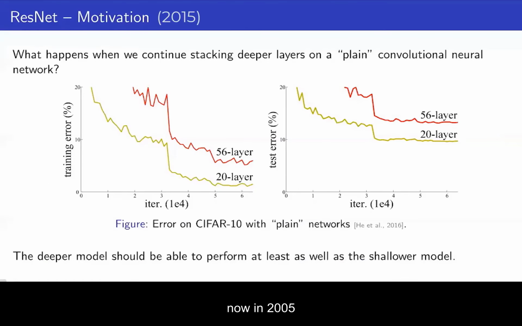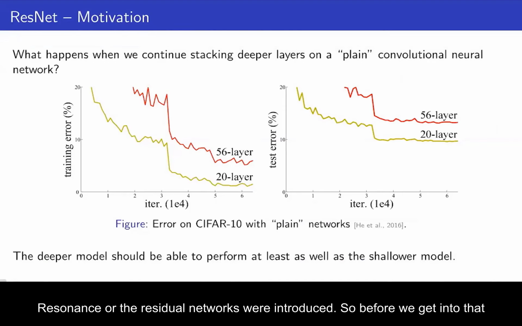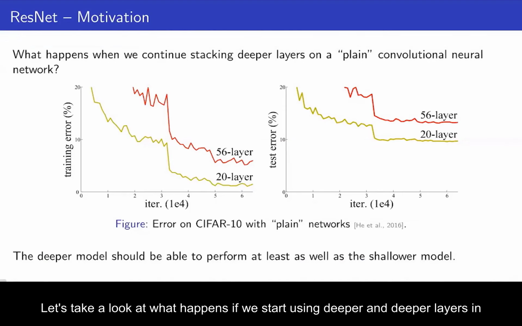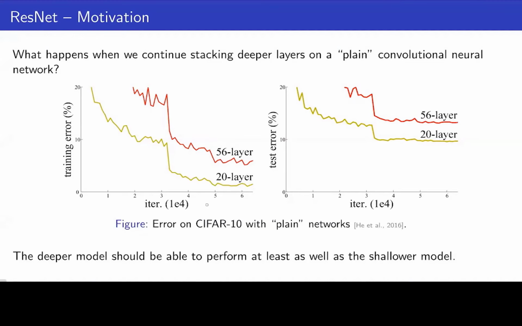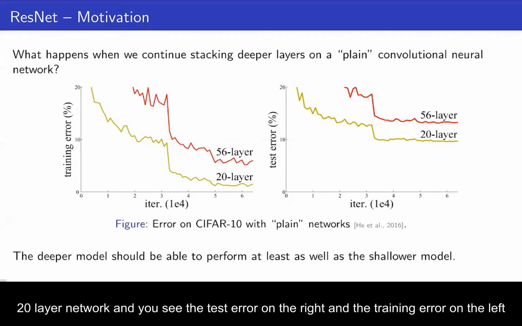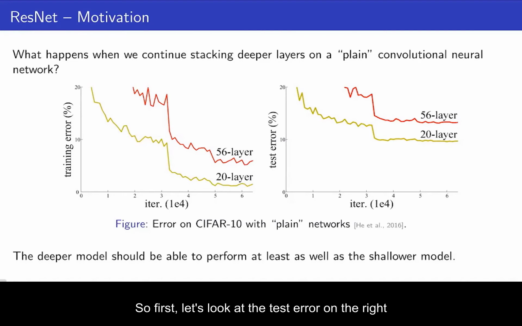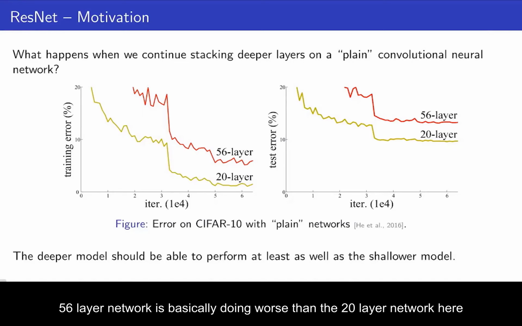Now in 2015, ResNets, or the residual networks, were introduced. So before we get into that, let's take a look at what happens if we start using deeper and deeper layers in simple convolutional neural networks, such as VGG, for example. So here you see the errors of a 56-layer network in comparison to a 20-layer network. And you see the test error on the right and the training error on the left. So first, let's look at the test error on the right. You can see that this 56-layer network is basically doing worse than the 20-layer network here.